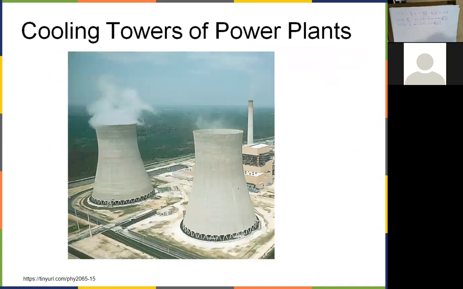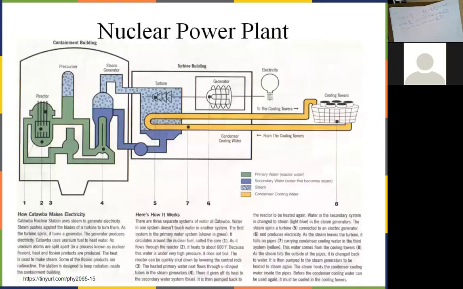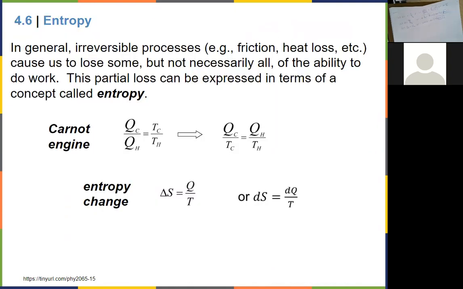Any questions you might have on the previous section, the Carnot engine and the thermal power plants, before we move on? All right, if not, then we'll take a look at the next section about entropy.